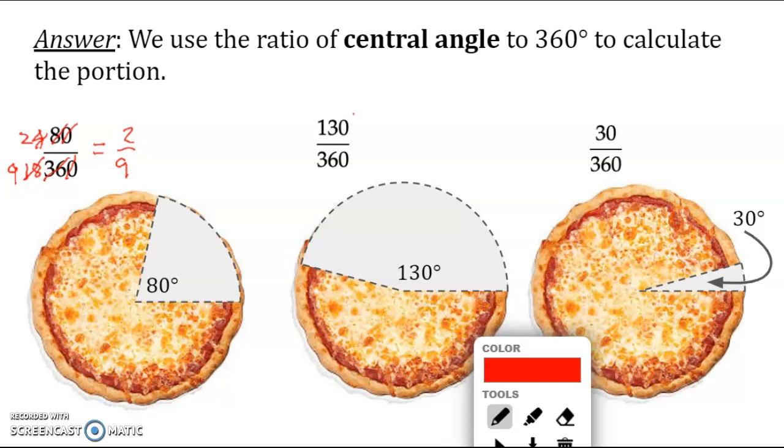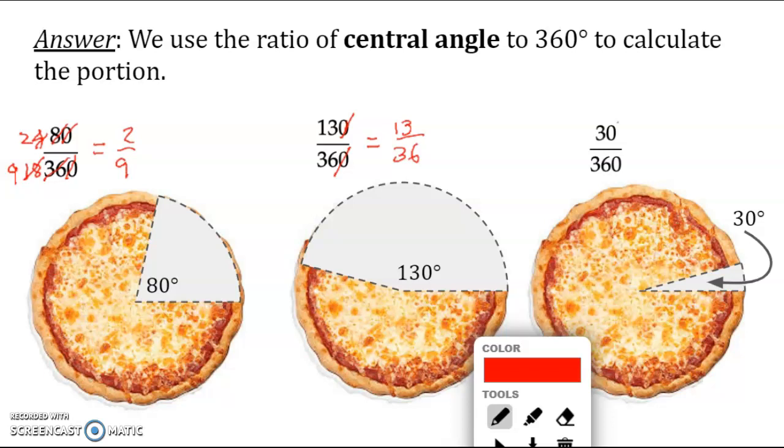What about this? Simplifying, I can get rid of the zeros by dividing both top and bottom by 10. That leaves 13 and 36. Is there a number that is divisible into both 13 and 36 evenly? Well, 13 times 2 is 26, and times 3 is 39, so it's not going to work, and 13 is a prime number, so there are no other factors. The simplest form is 13 over 36. In this case, I have 13 over 36 of a pizza that is missing.